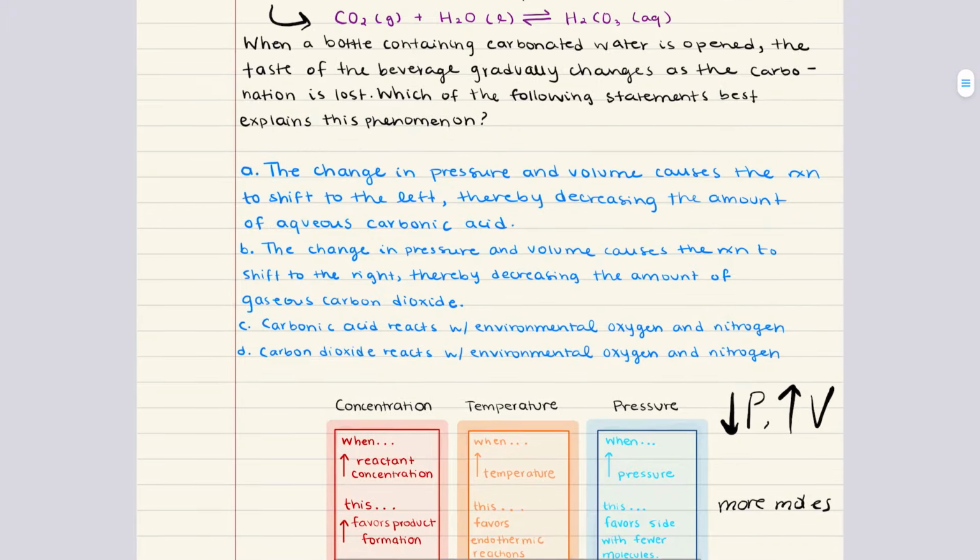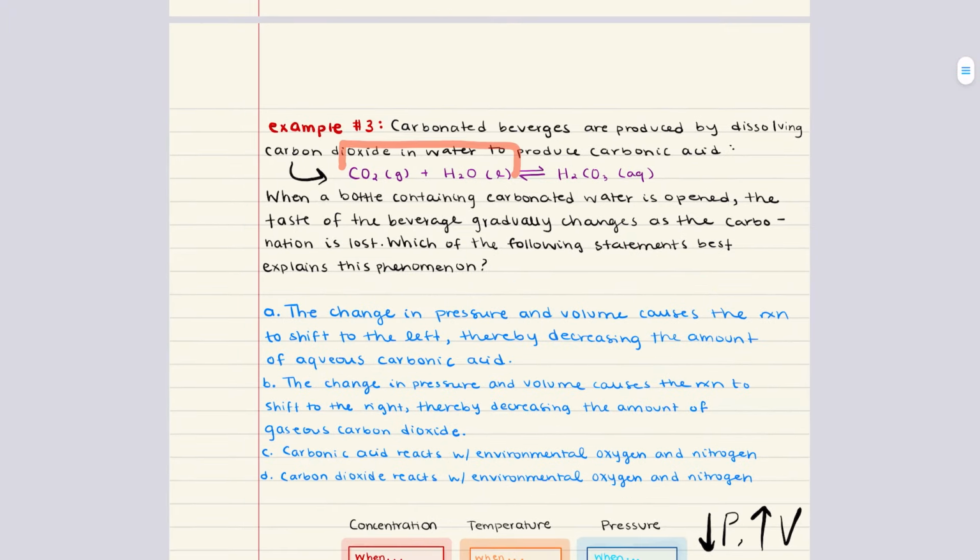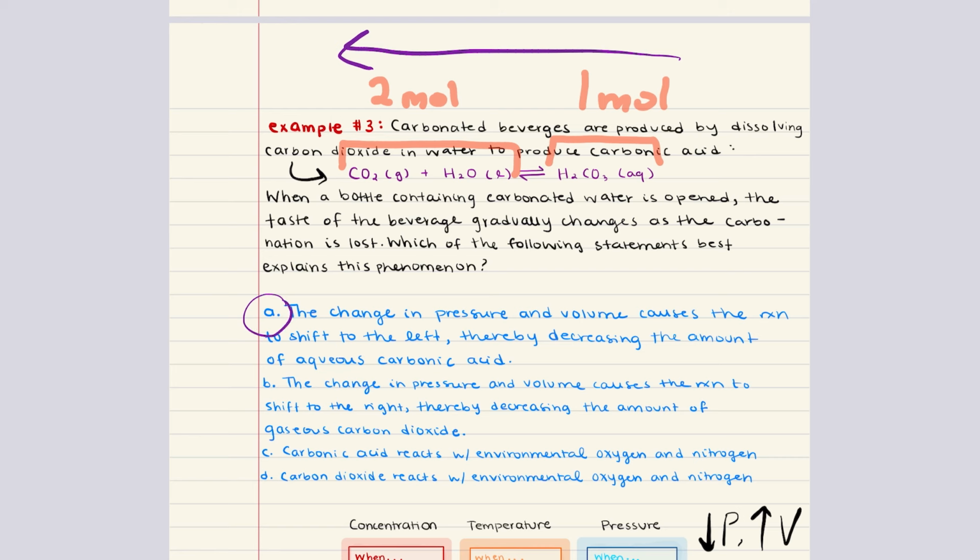So let's go back and look at our reaction. Our reactant side has 2 moles of gas, and our product side has 1 mole of gas. Since we're decreasing pressure, increasing volume, we favor the side that produces more moles of gas, which means we favor the reactant side. That means our reaction shifts to the left. That aligns with answer choice A, where it says that the change in pressure and volume causes the reaction to shift to the left, thereby decreasing the amount of aqueous carbonic acid. The correct answer for 3 is going to be A.